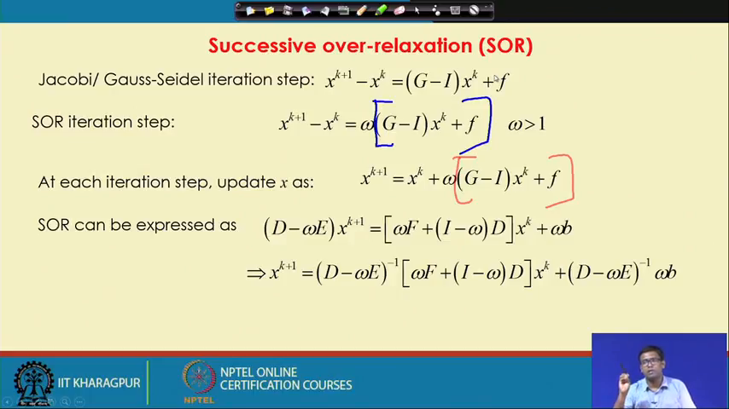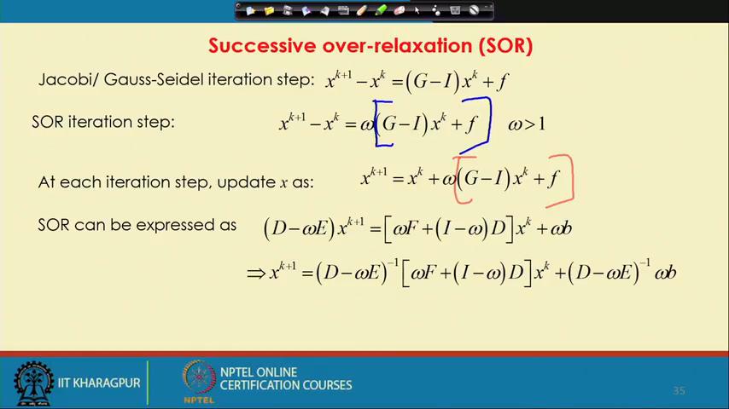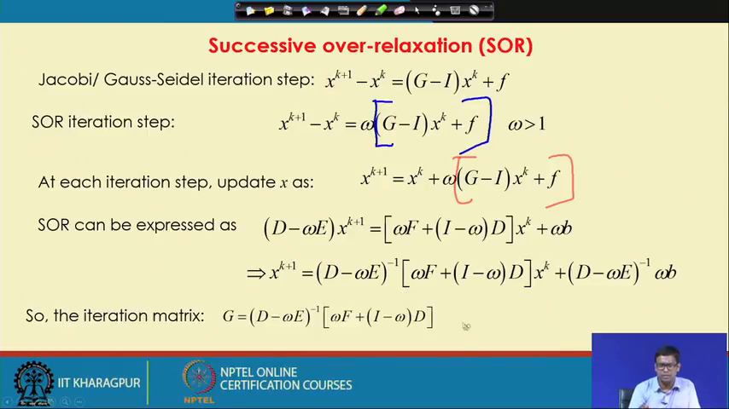So, find out the updated value, what is the difference between the updated value and the guess, multiply it by some factor omega which is greater than 1, and then add this to the guess value, this is your new updated value. And this is equivalent to writing the matrix like this. So, the G iteration matrix is (D minus omega E) inverse [omega f plus (1 minus omega) D]. In case omega is equal to 1, this is not over relaxation, this becomes the Jacobi or Gauss-Seidel step.